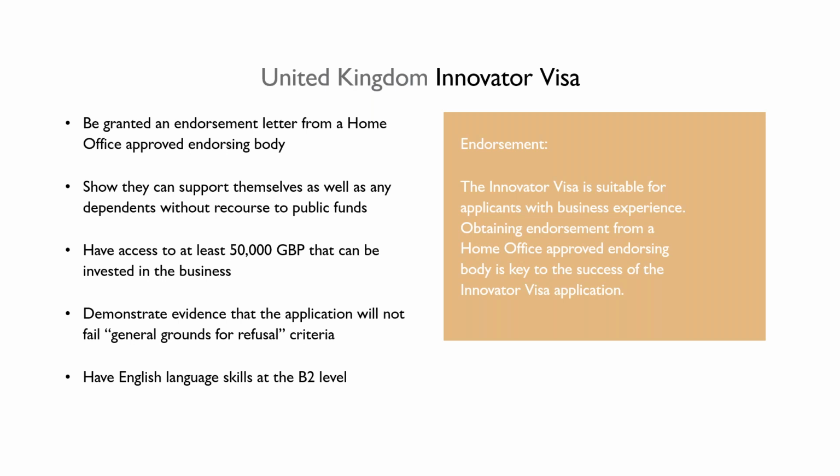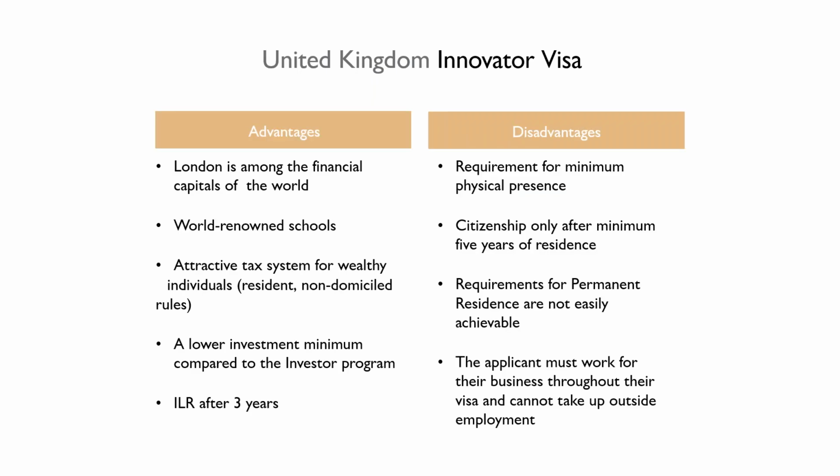The English language requirement is much higher, at the level of B2, and the clients have to really convince the Home Office that they meet the viability, scalability, and innovation requirements. The main advantage is that indefinite leave to remain, permanent residence, under this route can be achieved in only 3 years, as opposed to 5 years under the 2 million investment route.